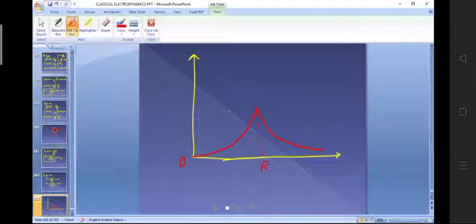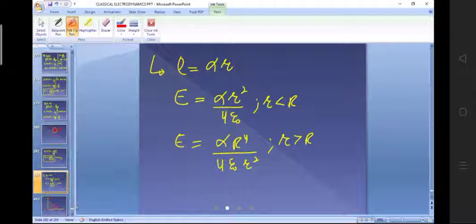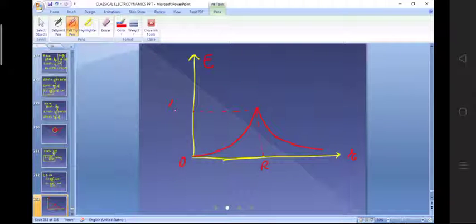And electrostatic field at this point will be how much? So here E versus r. So put small r equal to capital R. So what will come? Alpha capital R square divided by 4 epsilon naught. So this is the electrostatic field on the surface. Okay? So I'm sure you must have understood this example well.